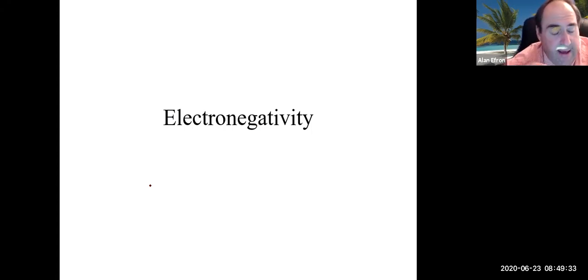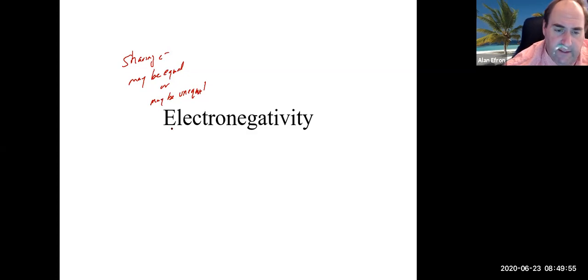So when we do have sharing of electrons, as I mentioned before, that sharing of electrons may be equal, or it may be unequal. When we have sharing of electrons, one of those two things is going to happen. Either we'll have equal sharing of electrons or unequal sharing of electrons. And that's going to create two different types of covalent bonds.